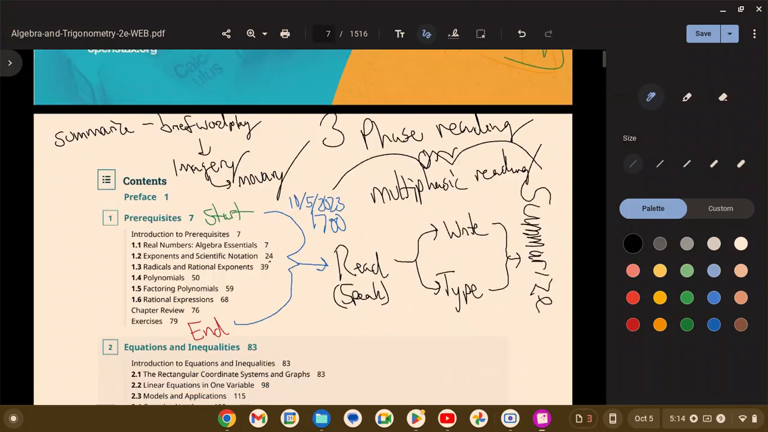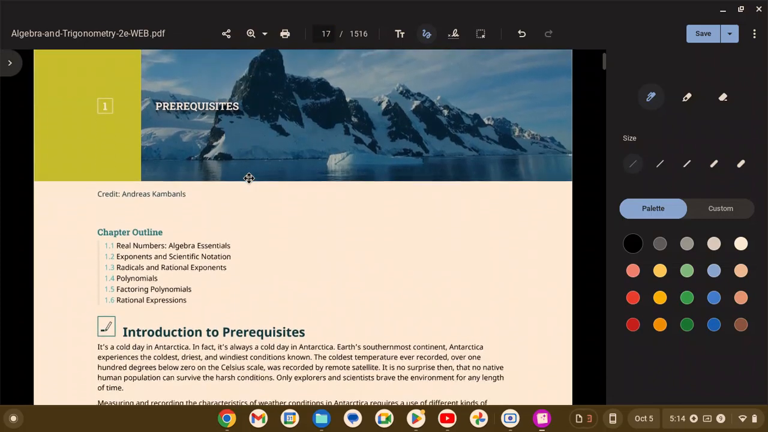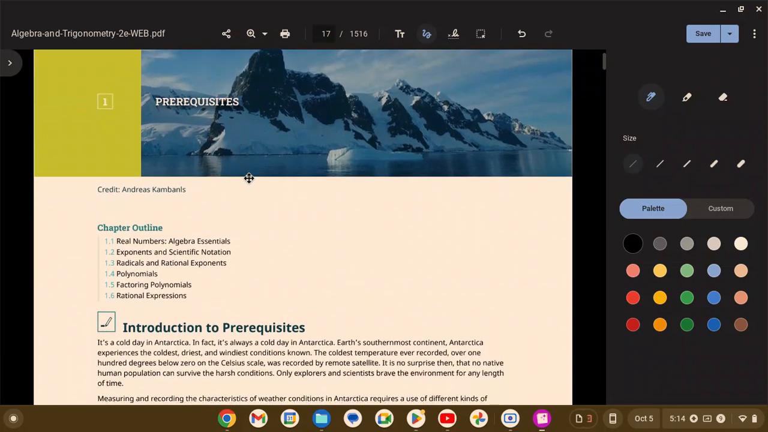So we'll go ahead and start Chapter 1, Prerequisites. That, I believe, was page 17, according to the PDF reader that I'm reading from. That's it. Prerequisite. Okay. I'm going to write the time in red for each of these, before and after. So 5:14.